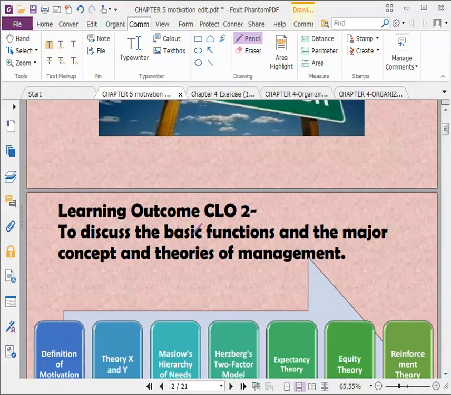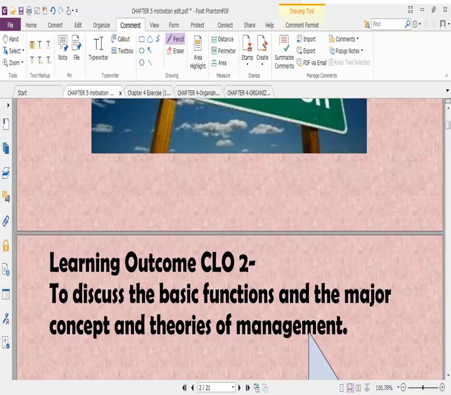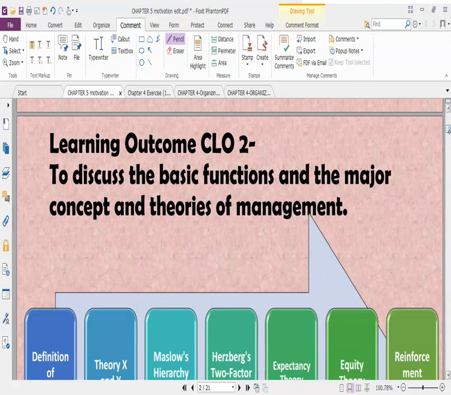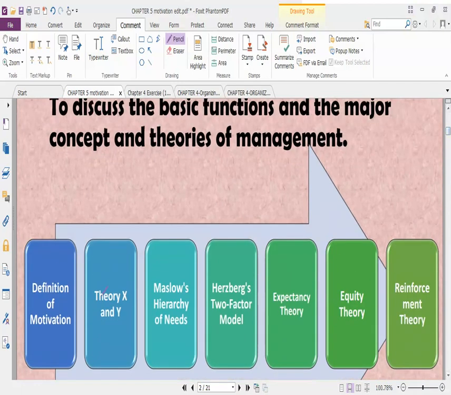Okay, so what is the objective? Okay, the outcome is to discuss the basic functions and major concepts and theories of management. So what is the objective? The first one, we will discuss the definition of motivation. Second is theory X and Y. Third is Maslow's hierarchy of needs. Okay, Herzberg's two-factor model. And then number 5, expectancy theory. Number 6, equity theory. And number 7, reinforcement theory.